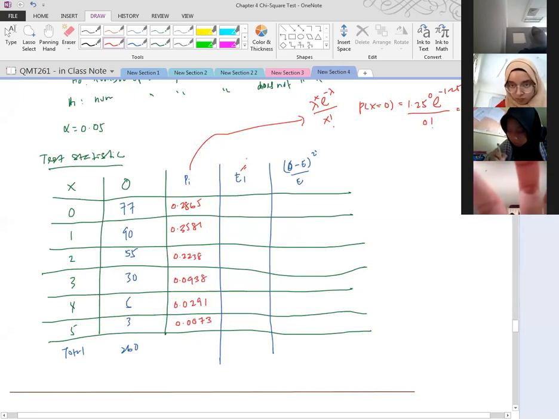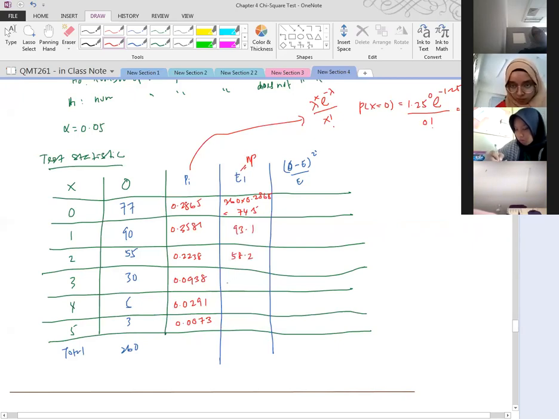And the expected frequency is n multiplied with p, which is 260 multiplied with 0.2865. So this one should be equal to 74.5, 93.1, 58.2, 24.2, 7.6.